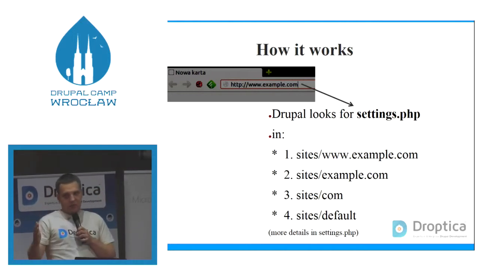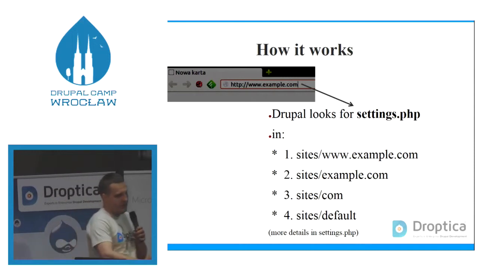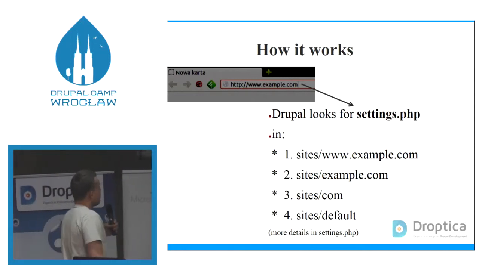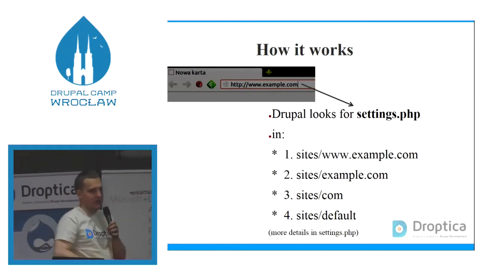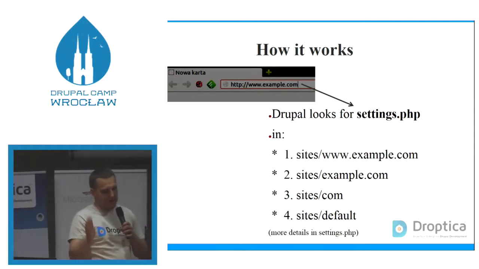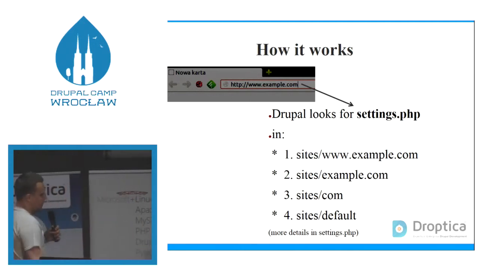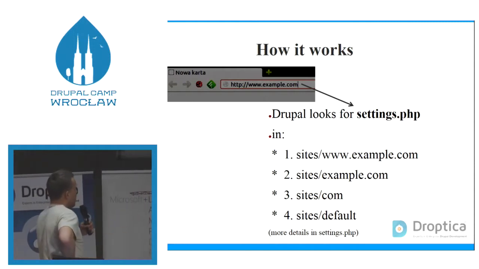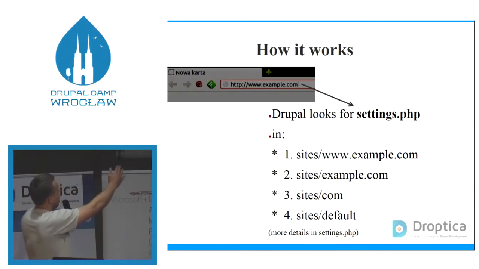In the settings.php file, there is a description of the order in which settings.php is searched for. I simplified it here a little bit. In settings.php, you can see how to organize it if you have your installation on different ports, on multi-domain, on very different settings. So usually when a request comes in, it will check if you have an exact domain match.